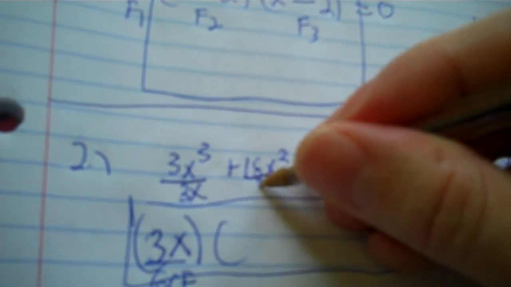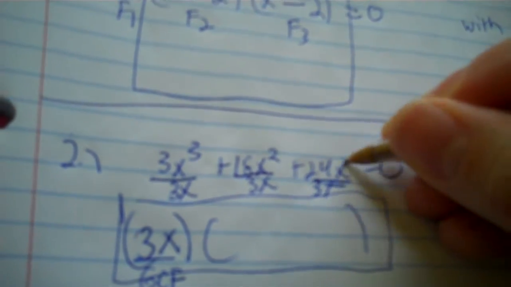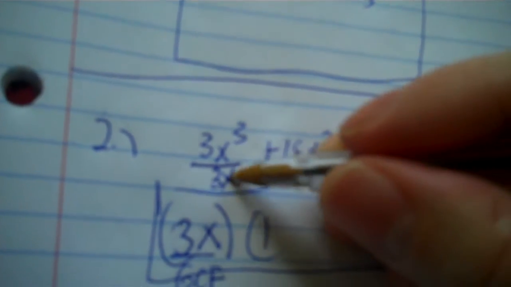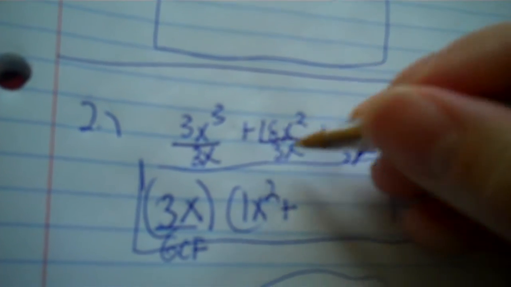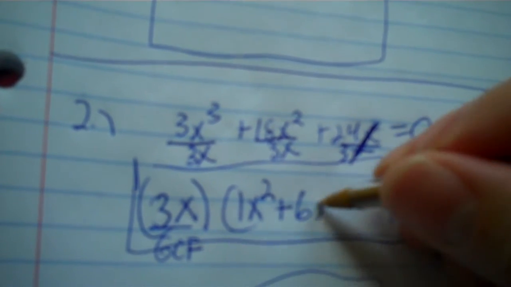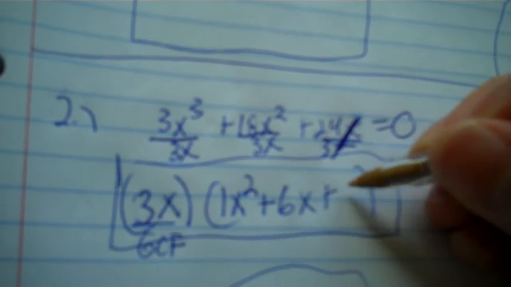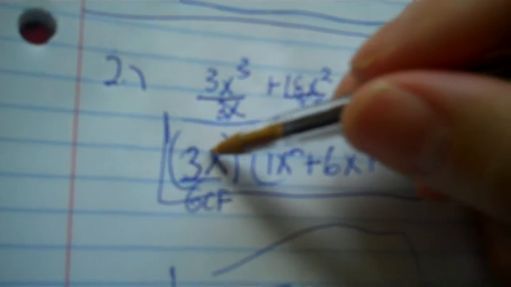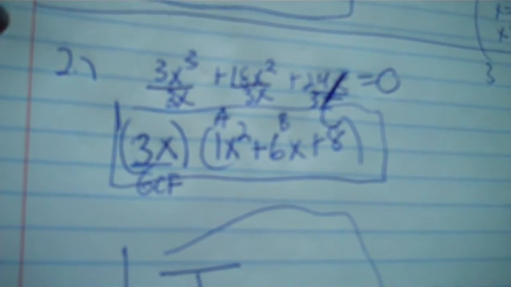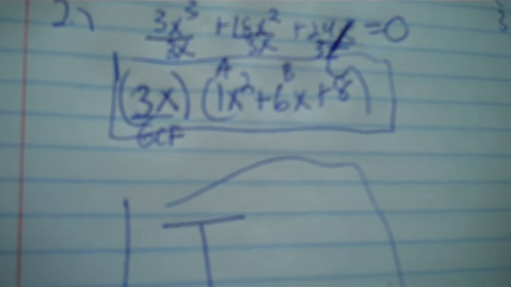I divide these all by 3x, and I know the x's cancel there. So 3 divided by 3 is 1. x to the third divided by x is x to the second. 18 divided by 3 is 6x. 24 divided by 3 is 8. Now the table: don't label the 3x with an A. The A is here, then B, C. It's the second parentheses now.